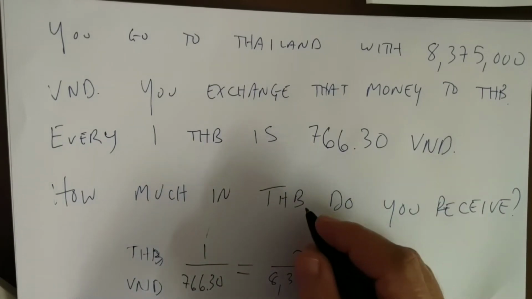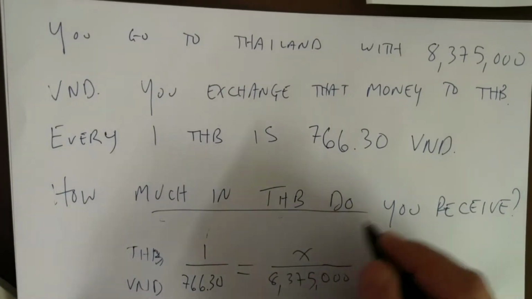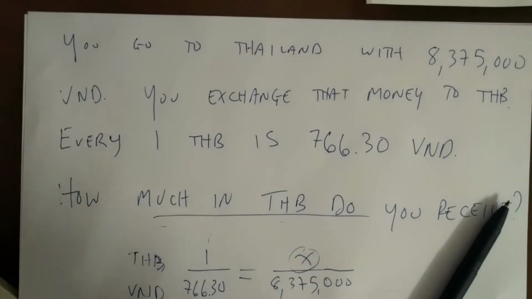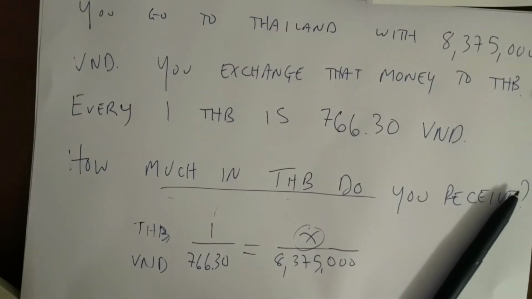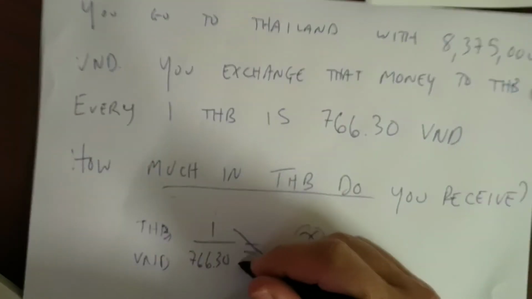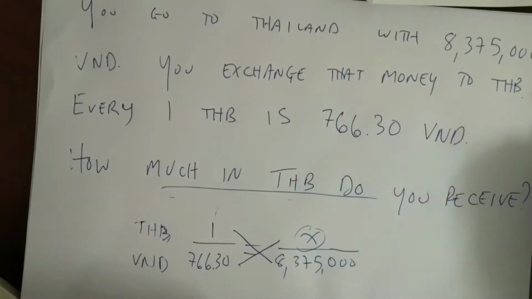So we're trying to figure out how many Thai baht. So that is our variable. That's what the x is representing. These get a little bit more complicated, but they're mostly straightforward. So we're going to cross multiply because we have equivalent fractions. We're multiplying across and setting it equal.